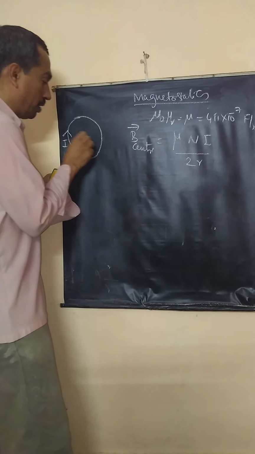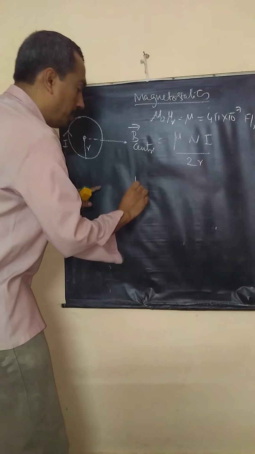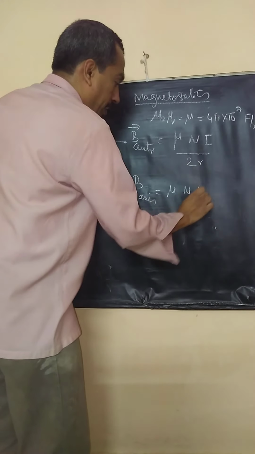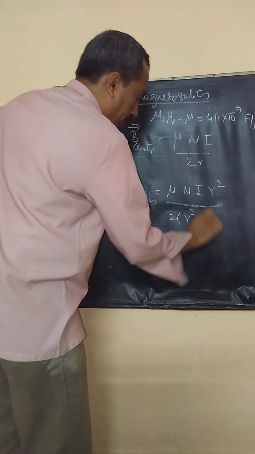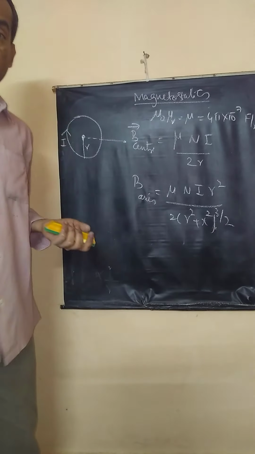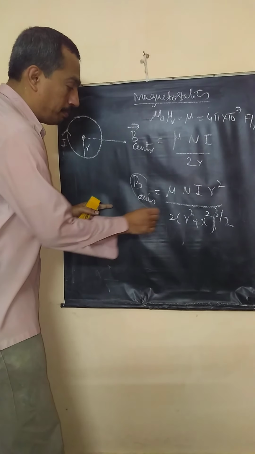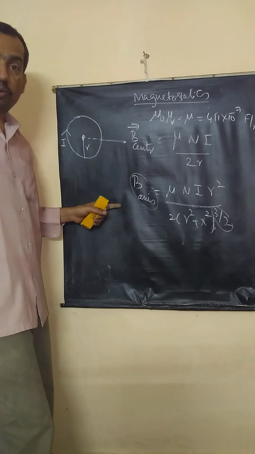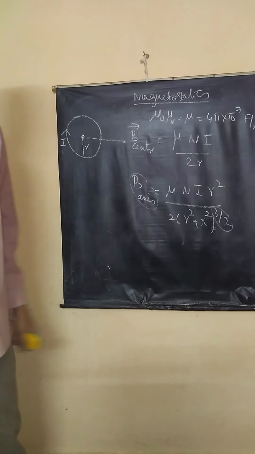What is the magnetic field along the axis of the circular coil? B along the axis at a distance x is mu naught n I R square by 2 into (R square plus x square) to the power of 3 by 2. In the physics lab experiment, verification of Biot-Savart's law, you are checking whether B is inversely proportional to (R square plus x square) to the power of 3 by 2. Correct? So remember these expressions, it is important to solve numericals.